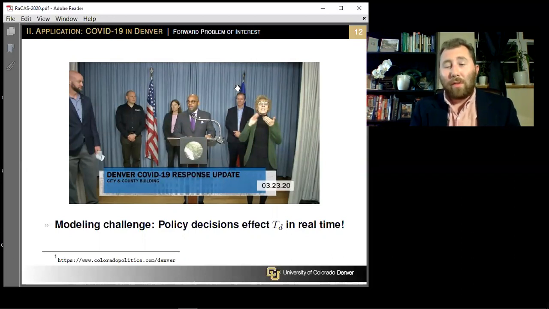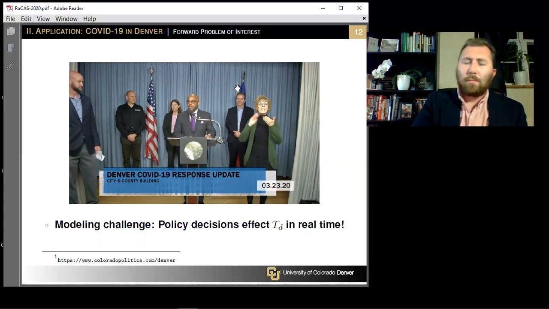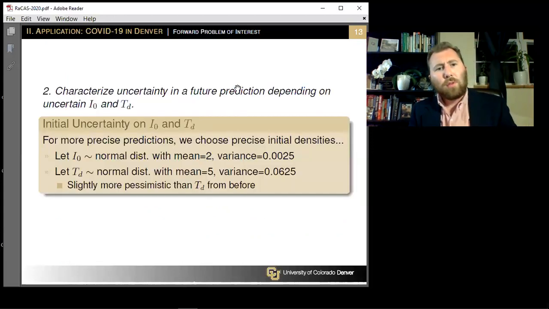So right around the 25-day mark in Denver was a few days after Mayor Hancock had issued a stay-at-home order, which certainly would change the doubling time as long as people were following it, which I think after a couple days people really were. A second follow-up question to get more specifically at a prediction is to characterize the uncertainty in a future prediction depending on those uncertainties in the initial parameters that we were just looking at.